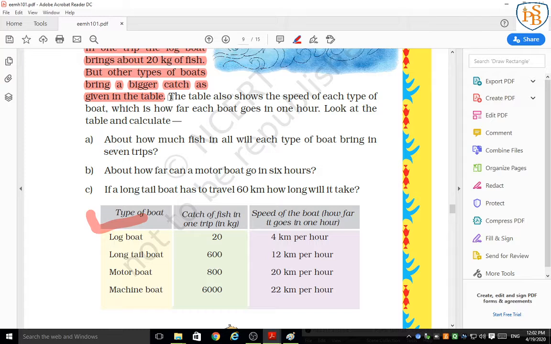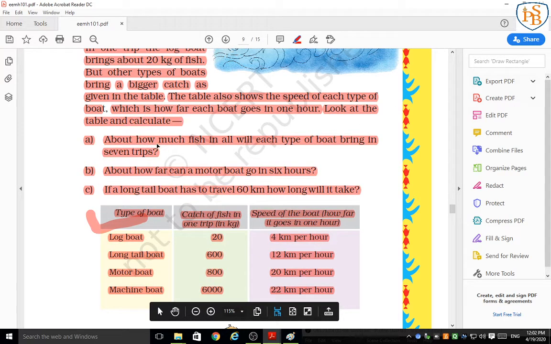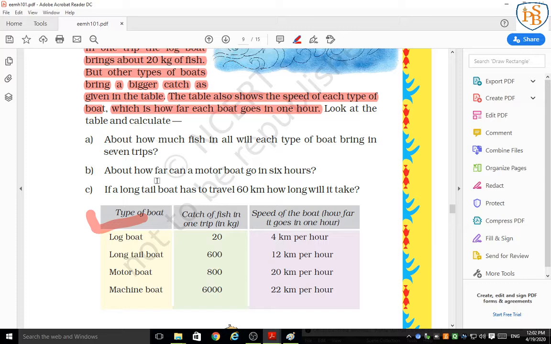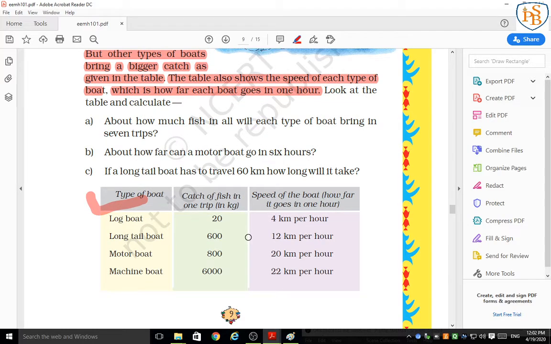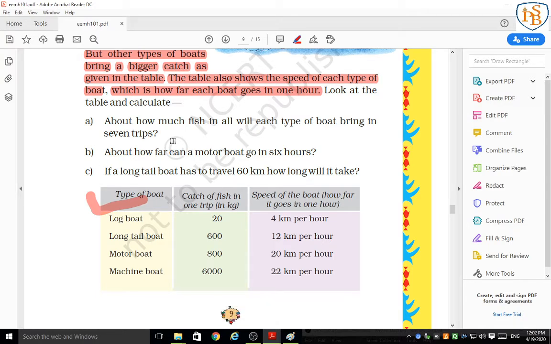This table also shows the speed of each type of boat, which is how far each boat goes in 1 hour. So now we will look at the table. Children, see this table carefully, because on the basis of the table we have to solve questions. You have to solve the questions in your notebook with me. I will help you, but you should also try. So first I will explain the table.